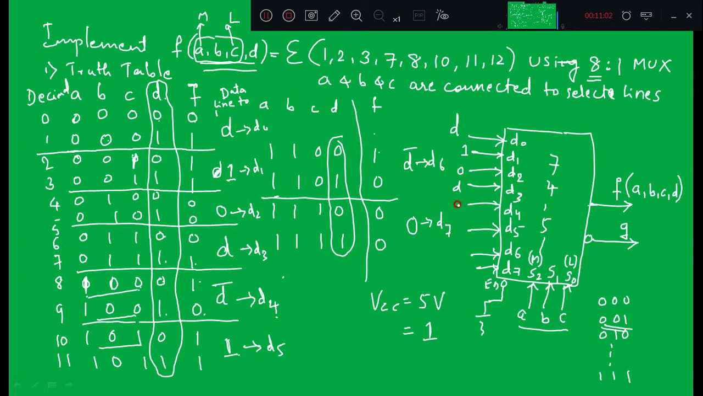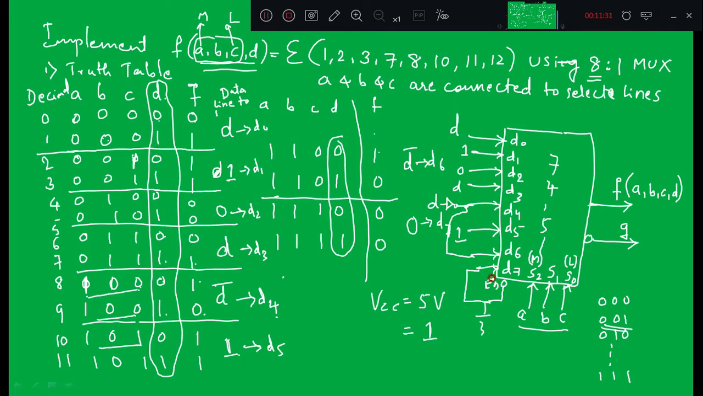D4 is D bar, or you take D and connect it to a NOT gate. Output of the NOT gate is connected to D4. Then D5 is 1, you can short D5 and D1, no problem. Then D6 is D bar. D bar you have already obtained here, right? No need to use one more inverter. So the same output, that is D4, you short it with D6, and the last one, D7, is 0, so connect it to ground, right?